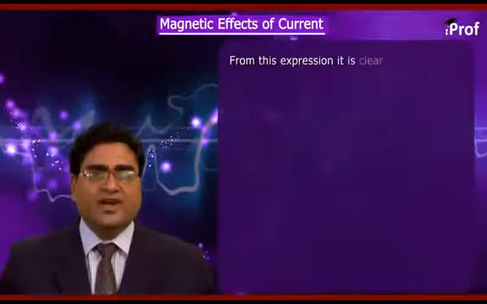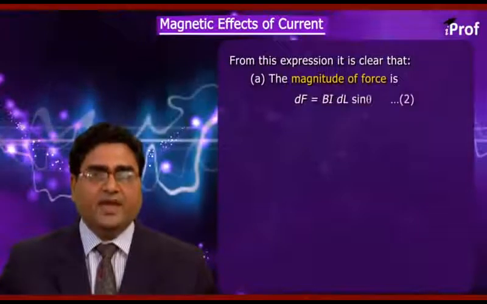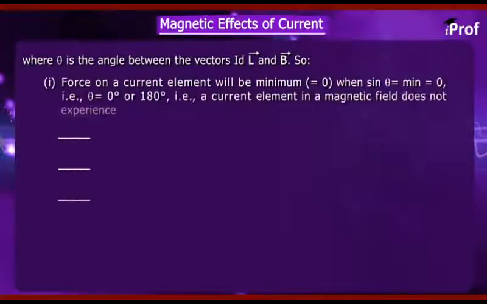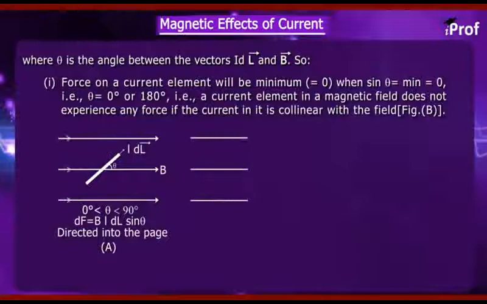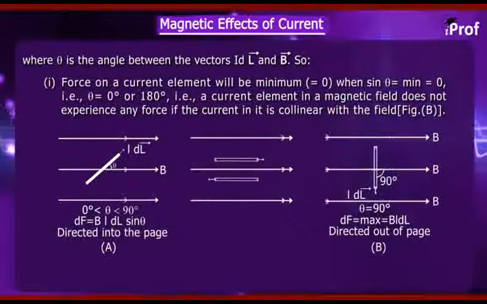From this expression, it is clear that the magnitude of force is dF equal to B I dl sin theta, where theta is the angle between the vectors I dl vector and B vector. So, first, force on a current element will be minimum, equal to 0, when sin theta equals 0, that is theta equal to 0 degree or 180 degree. That is, a current element in a magnetic field does not experience any force if the current in it is collinear with the field.